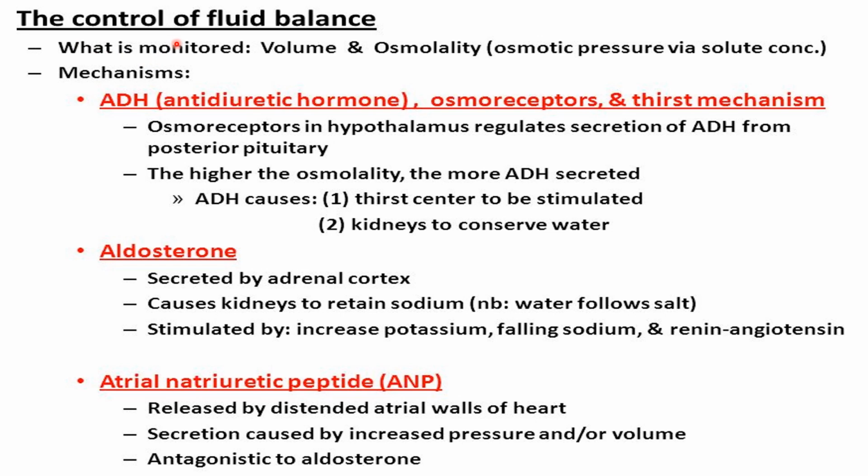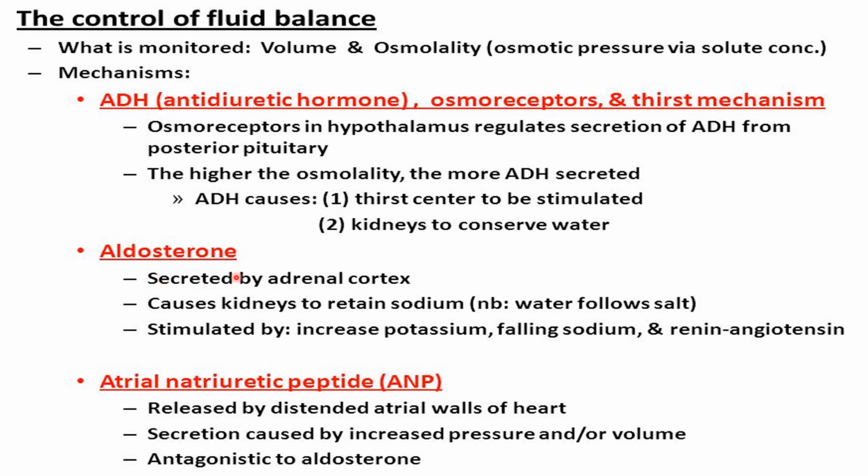Let us look at the control of fluid balance. So what exactly is seen here? Let us see the mechanism. There are three hormones mainly included. One is the antidiuretic hormone, along with it the osmoreceptors and the thirst mechanism. Now the osmoreceptors in hypothalamus regulate the secretion of ADH from the posterior pituitary. Higher the osmolality, the more the ADH is secreted. ADH causes the thirst center to be stimulated and the kidneys to conserve the water.